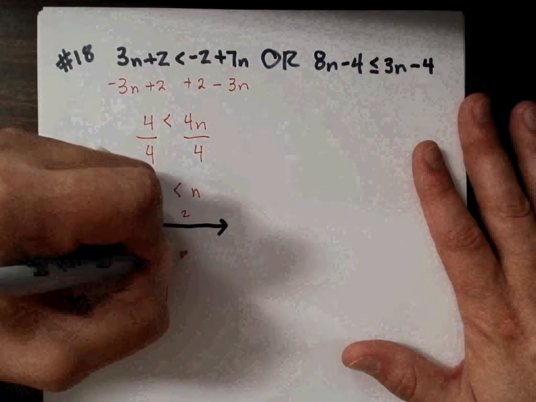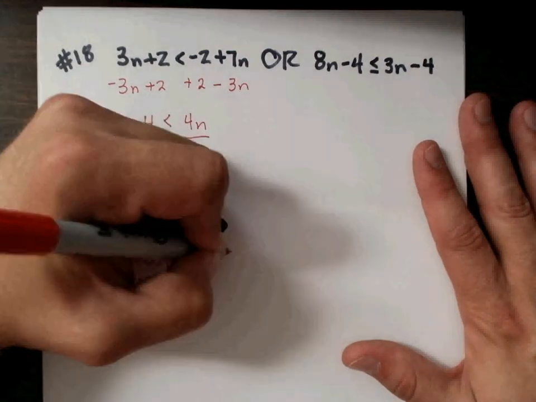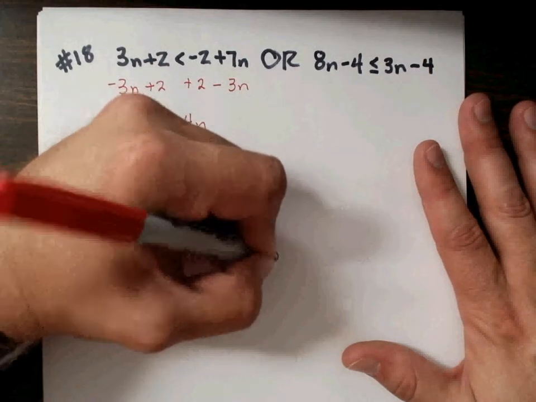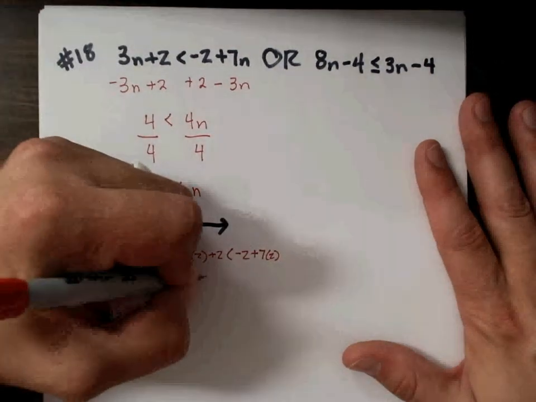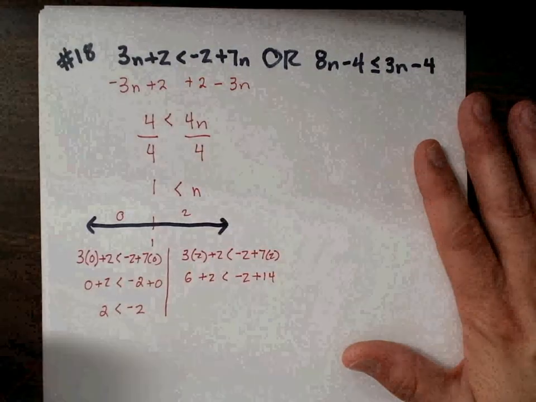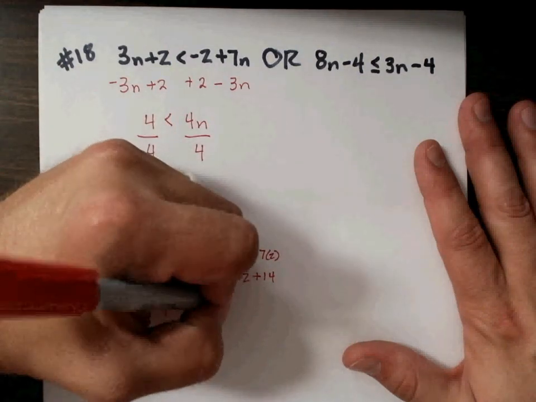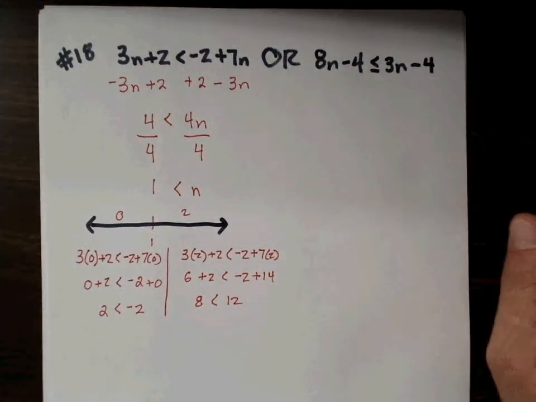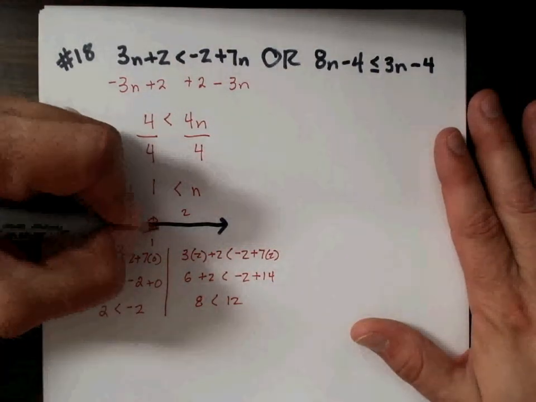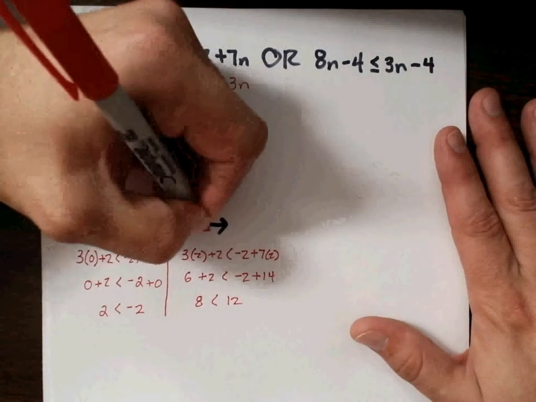So 3 times 2 plus 2 is less than negative 2 plus 7 times 2, which is going to be 6 plus 2 is less than negative 2 plus 14. This is going to give me 8 is less than 12. Is that correct? Yeah. And since that's correct, we said 1's not equal to, so it's going to be an open circle at 1, and we're going to shade this direction.